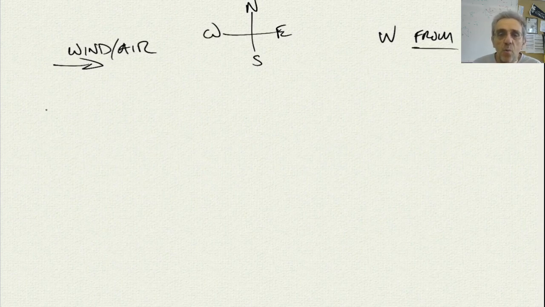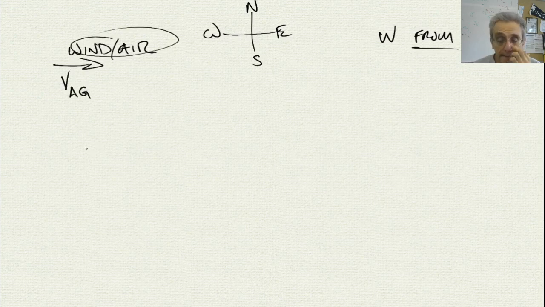So now, what if we also have the... So by the way, this vector here, what is this? This is the velocity of the air with respect to the ground. Then we've also got, let's say the plane is headed south. This would be the velocity of the plane with respect to the air. So that's called, in some ways, the airspeed. In other words, how fast is the plane moving in the air, not with respect to the ground?